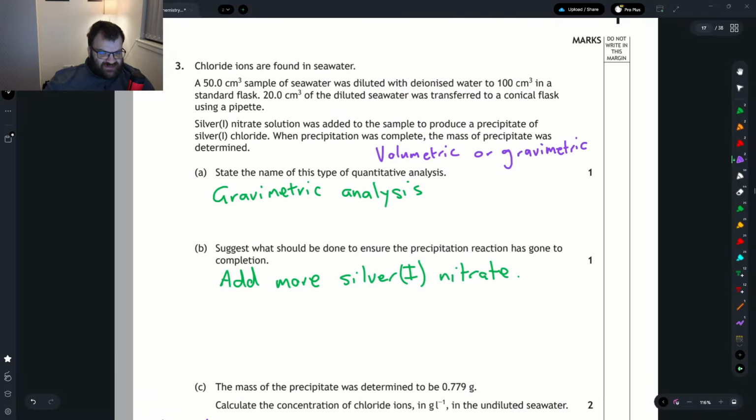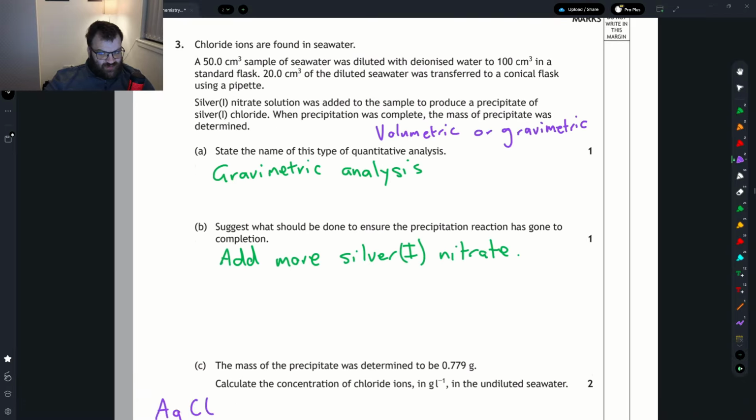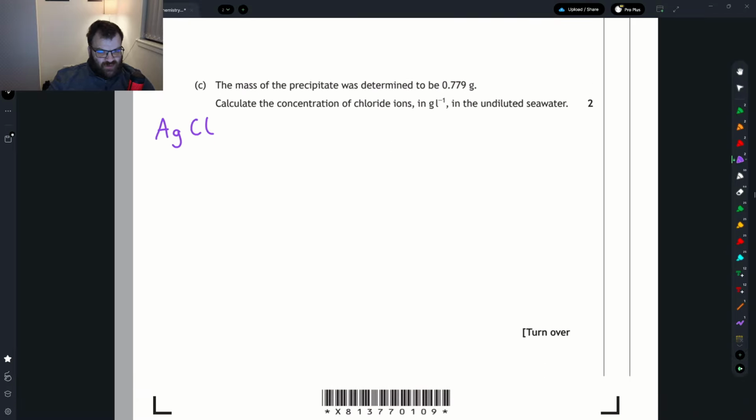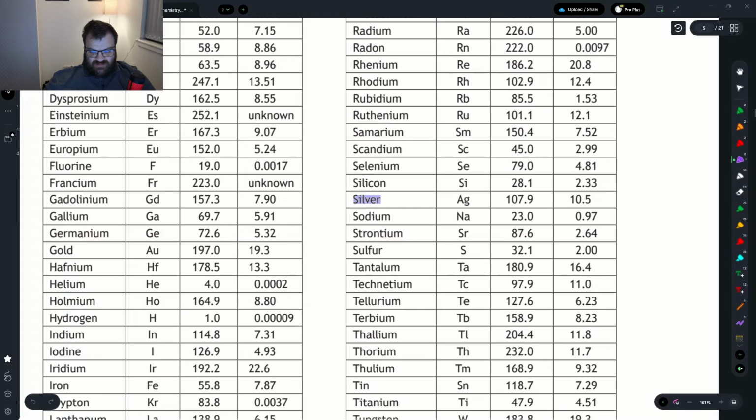Okay. The precipitate is silver chloride. It's silver 1, so the formula is AgCl. We can work out the number of moles using m over GFM, 0.779 over silver is 107.9.